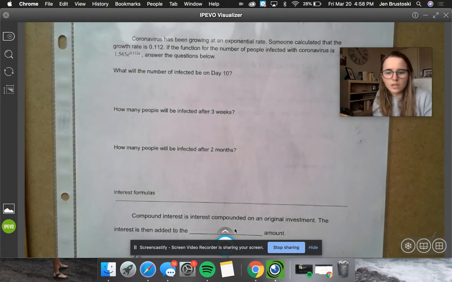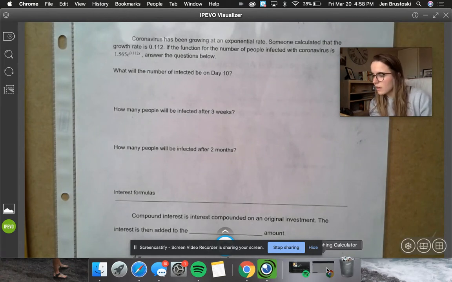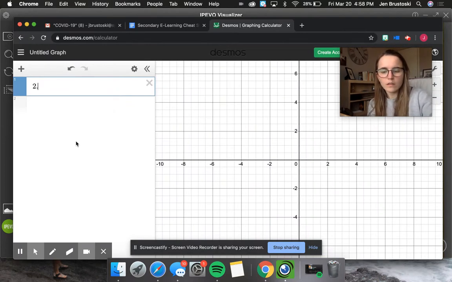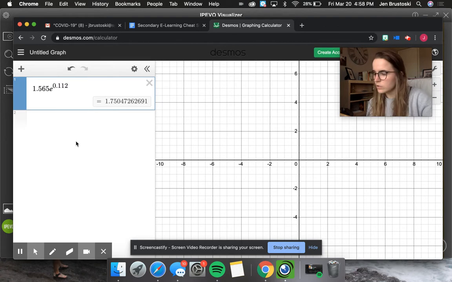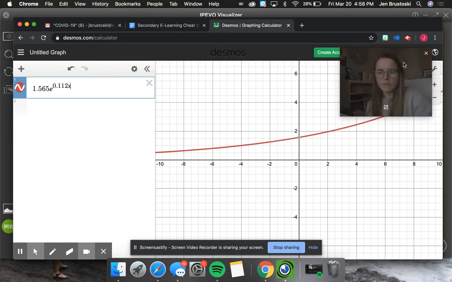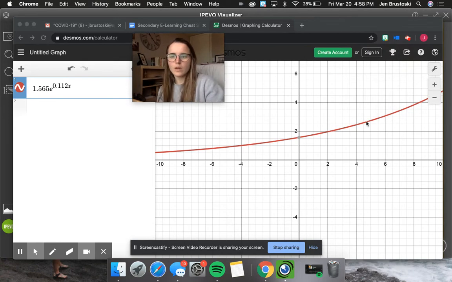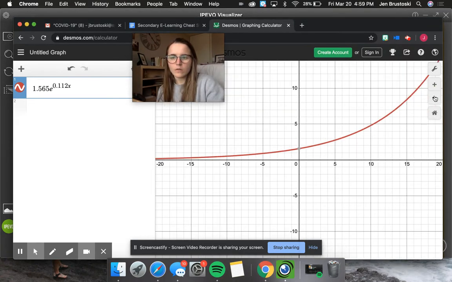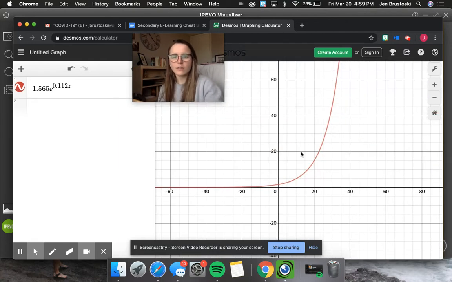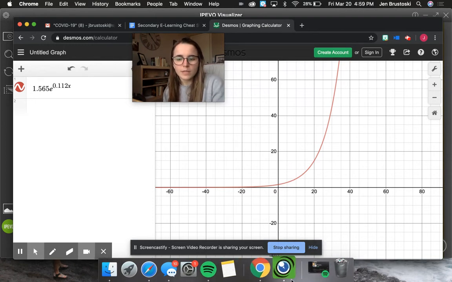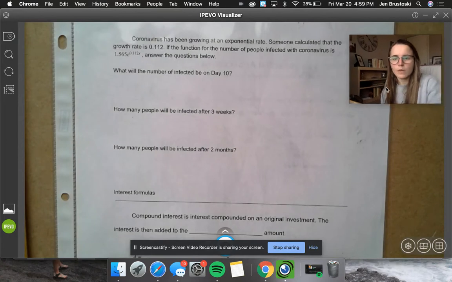But first, let's look at the graph of this. We've got 1.565 e to the 0.112x. Let me move my head over here. We can see that if we zoom out, this is growing exponentially. So this is apparently what it looks like. I don't think that's super accurate, but we're just going to use that information for problems because it's relevant right now. So we'll pull this back up here. There we go.